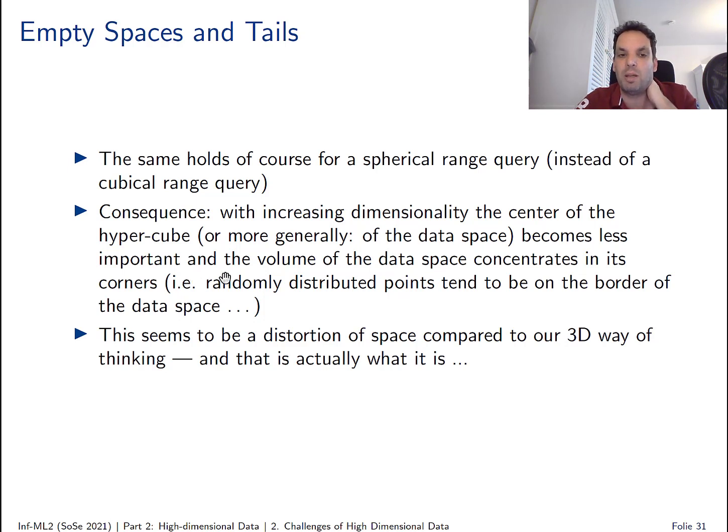So with increasing dimensionality, the center of the hypercube, or more generally the center of the data space, becomes less important, and the volume of the data space concentrates on its borders, on its corners. Yeah? So randomly distributed points tend to be on the border of the data space, not in the center of the data space. Yeah? And obviously this seems to be a distortion of the space compared to our 3D way of thinking, as it's stated here. So compared to our intuition of what happens in 1 dimension, 2 dimensions, maybe also in 3 dimensions. But once again, that's actually what it is. That's exactly what's stated here.